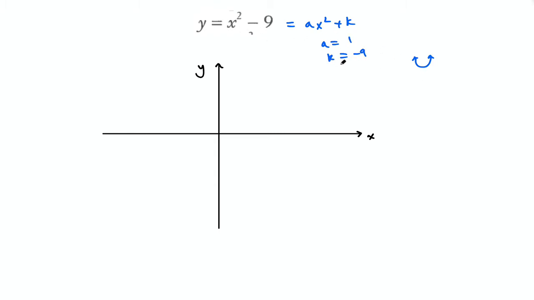K is minus 9, so there's going to be a shift down, right? It's going to be a downward shift by 9 units. And the vertex itself is (0, k), so (0, minus 9).